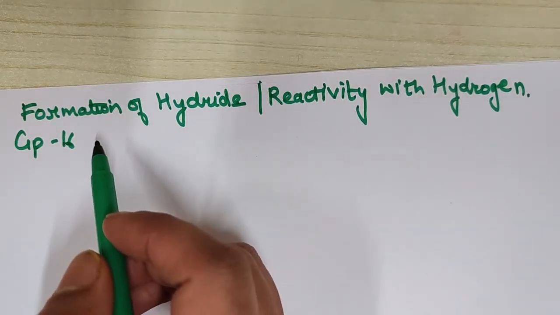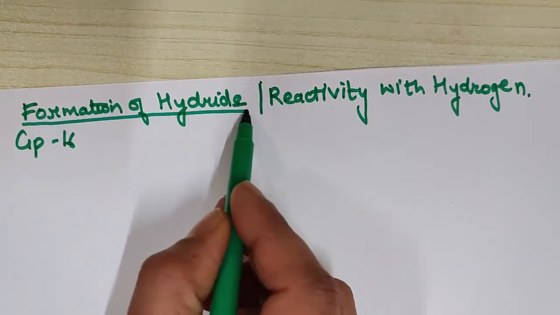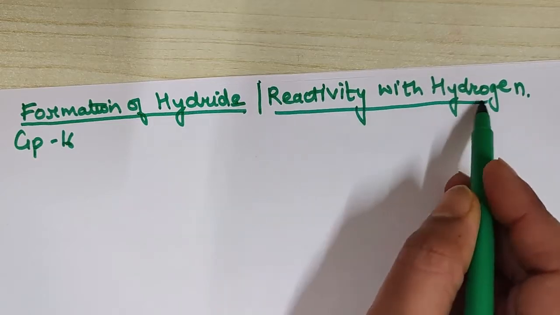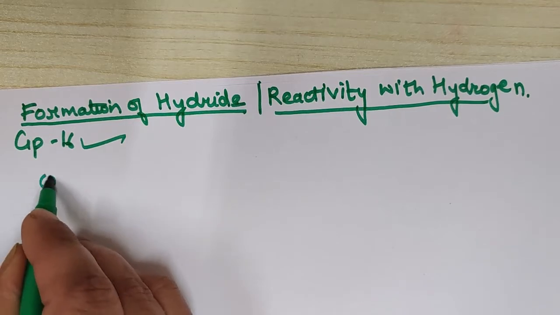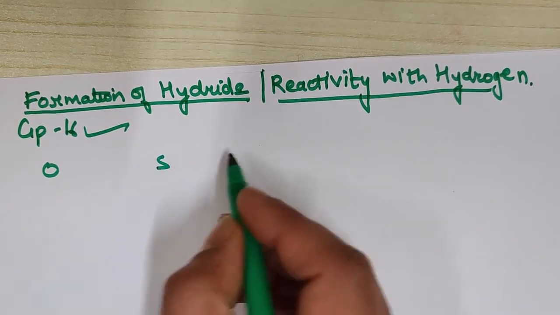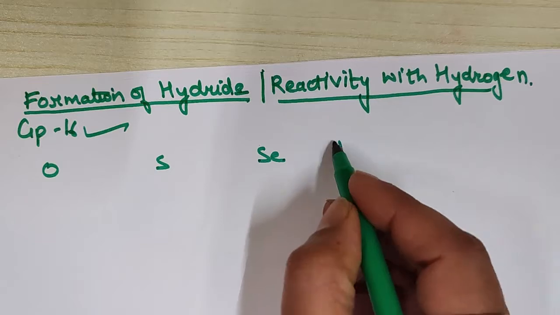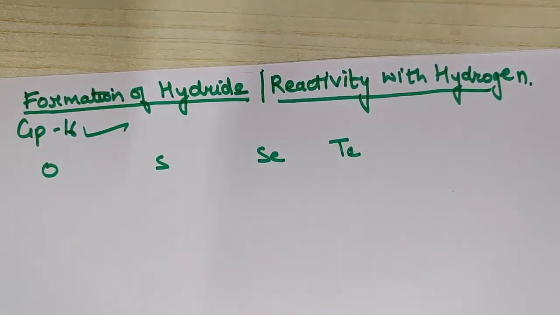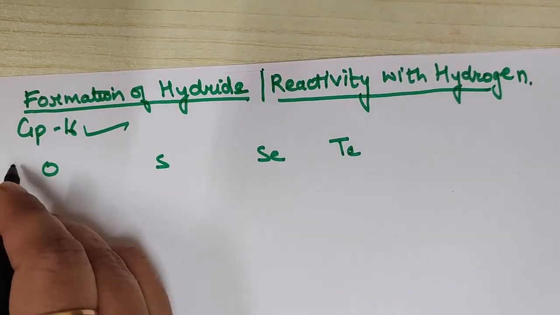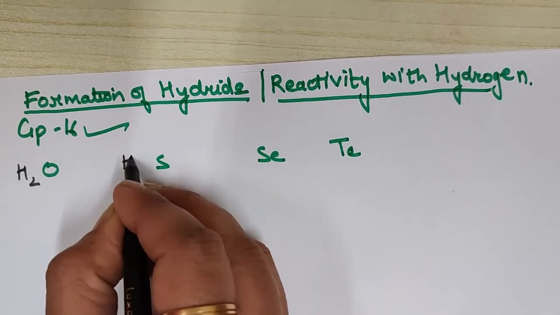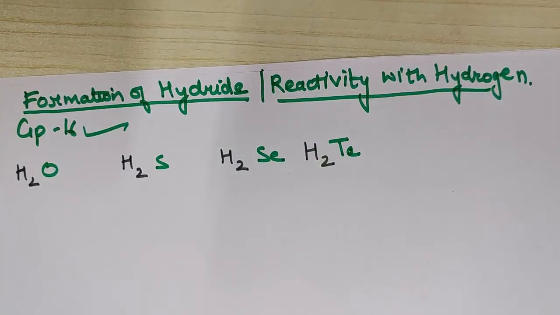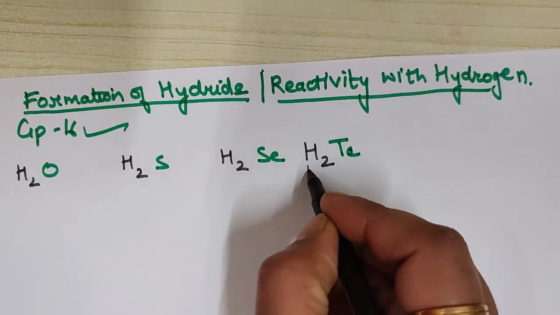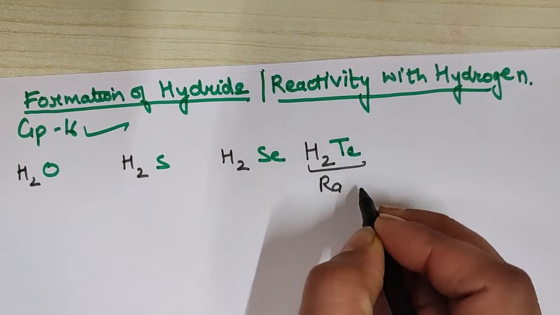Good morning all. In this video we will discuss formation of hydrides or reactivity of group 16 elements with hydrogen. Group 16 elements are oxygen, sulfur, selenium and tellurium, and their respective hydrides are H2O, H2S, H2Se and H2Te. So out of this, H2Te is radioactive.